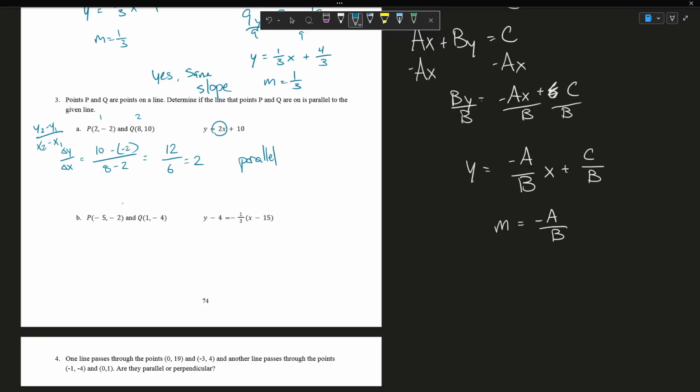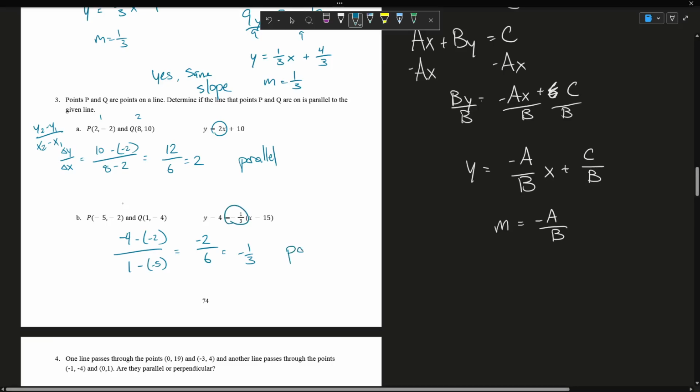We do the same thing here. Negative 4 minus negative 2 over 1 minus negative 5. Negative 2 over 6, negative 1/3, negative 1/3. They're parallel.